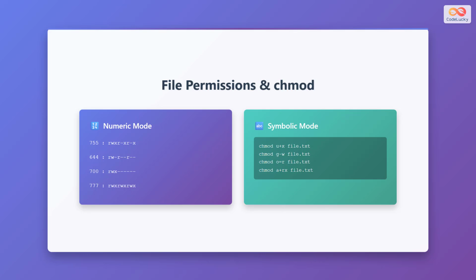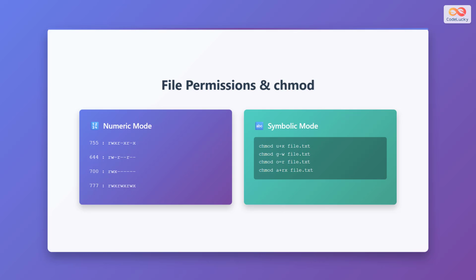File permissions control access to files and directories in Linux systems. The chmod command changes these permissions using either numeric or symbolic modes. In numeric mode, permissions are represented by 3 digits. 755 means read, write, execute for owner, read and execute for group, and read and execute for others. 644 gives read-write for owner and read-only for group and others. 700 provides full access only to the owner.